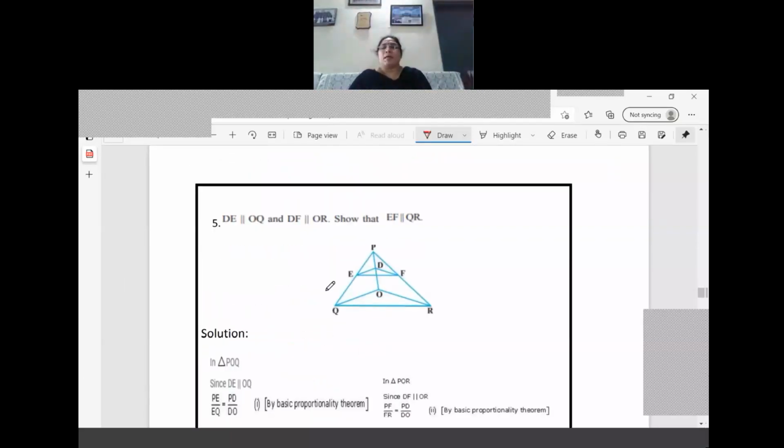Question number 5. DE parallel to OQ and DF parallel to OR. So here only the diagram is given. DE is the first line parallel to OQ. DF is parallel to OR. Then show that EF is parallel to QR. This is to be proved.